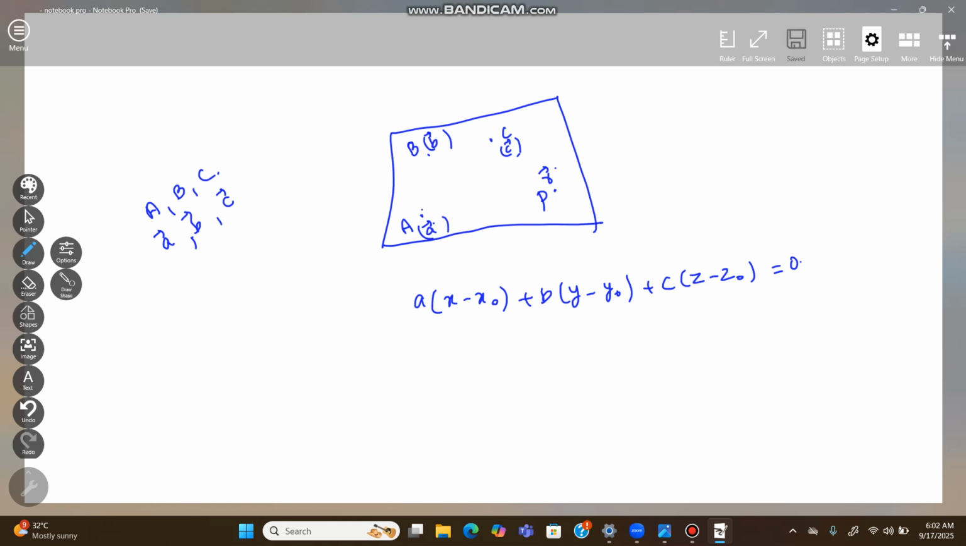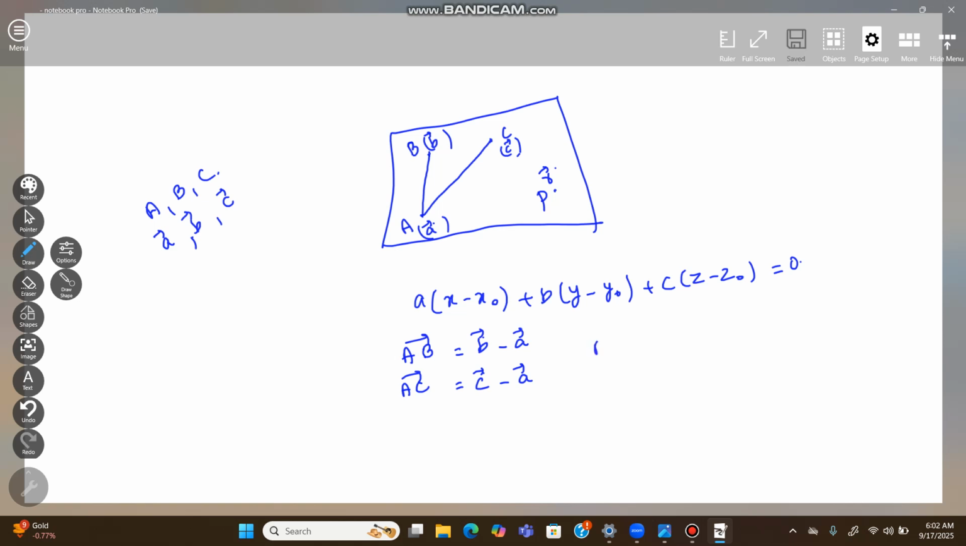So let me now join AB and AC. I can either take AB and AC, or AB and BC, or AC and BC, any two of them. And therefore, AB is the vector lying on the plane which can be written as B minus A, and AC is a vector lying on the plane which can be written as C minus A.